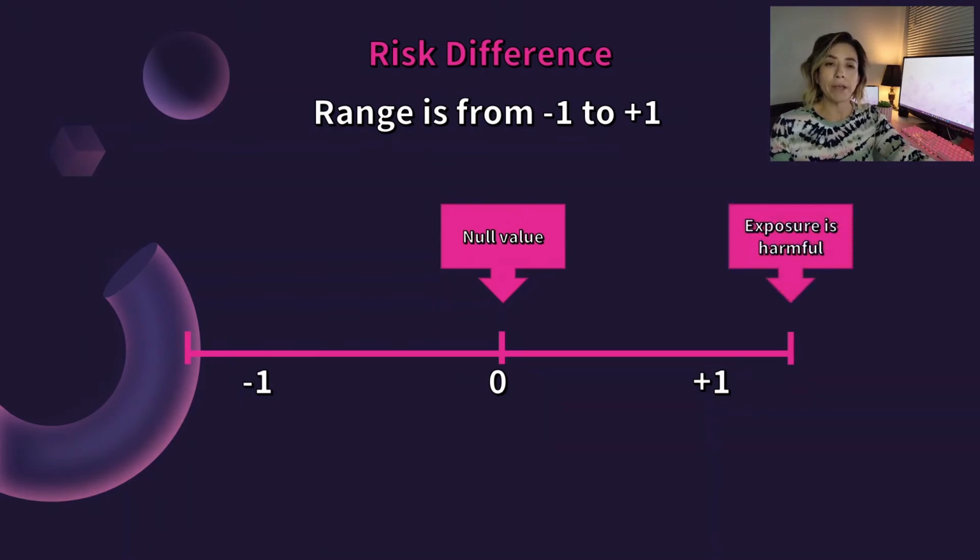When we see a risk difference closer to 1, or far away from the null, we say that that risk or that factor causes harm. It's a harmful factor. When the risk difference is less than 0, meaning that it's negative, we can interpret this result as a factor that is protective.